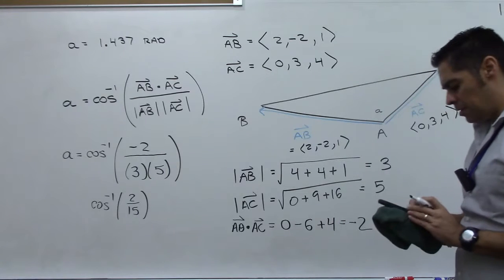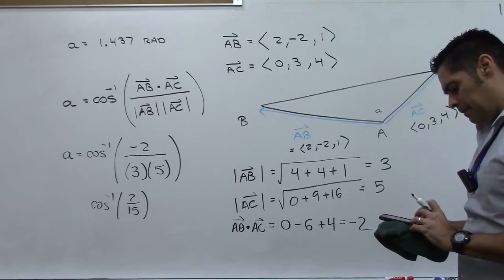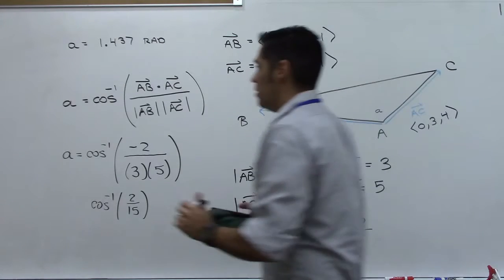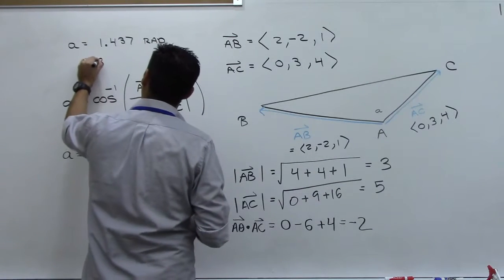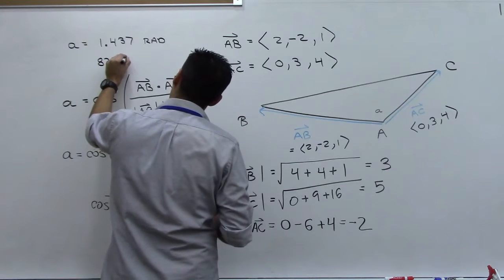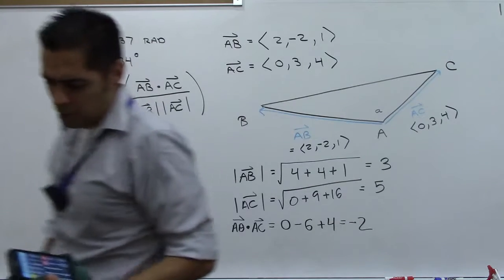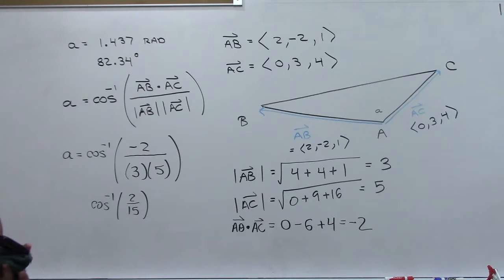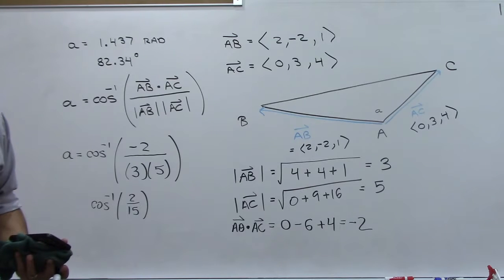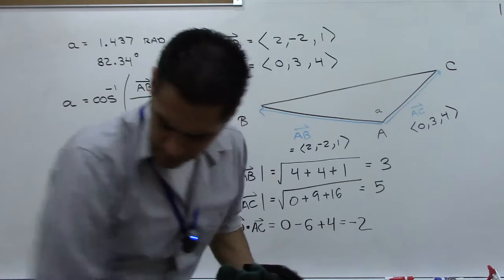And did they want it in degrees? Yes, in degrees. So times 180 divided by pi is 82.34 degrees. And they want it to the nearest degree, so I'm thinking they're going to want you to put 82 degrees. Let's see, what number was this? This was number 18.